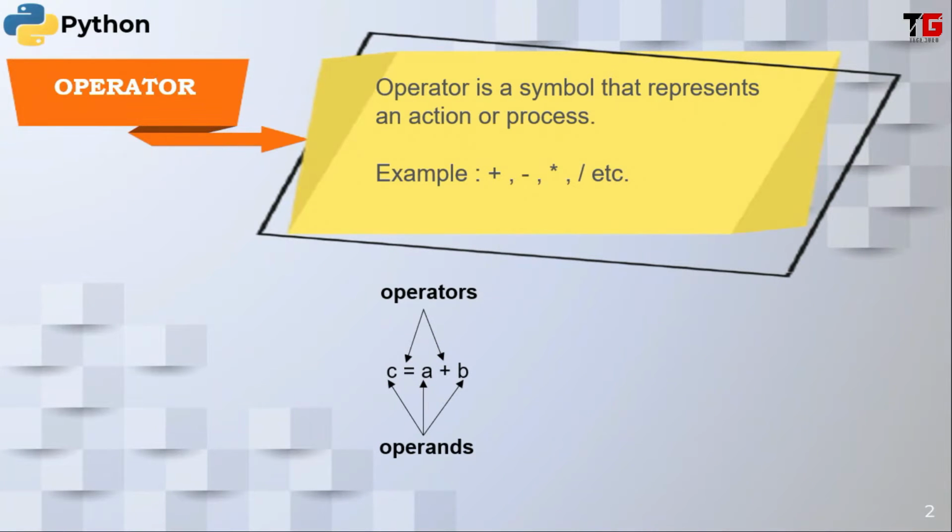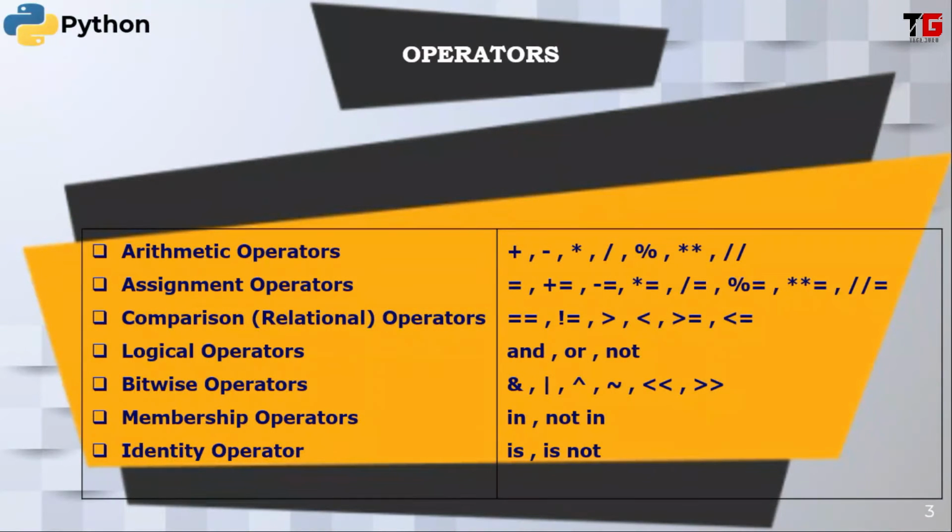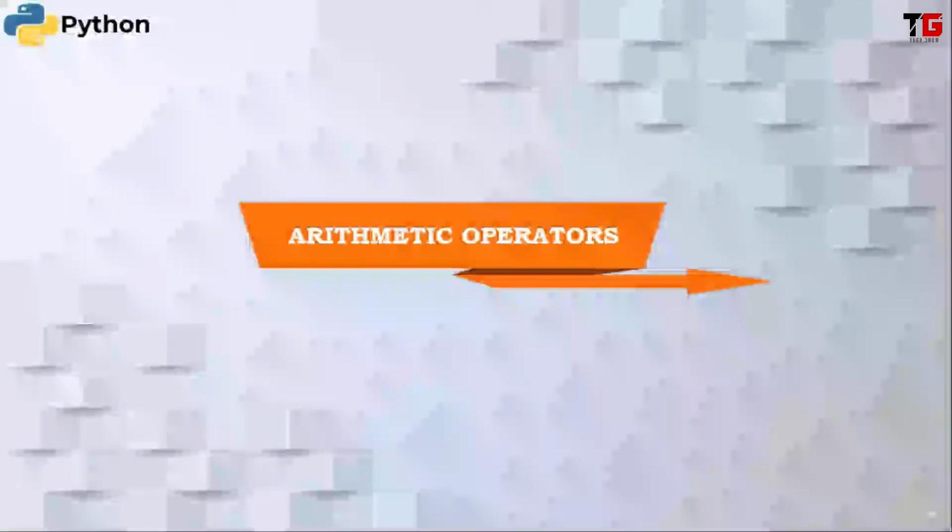Now let's see the types of operators that are available in Python. Friends, Python supports 7 types of operators: arithmetic operators, assignment operators, comparison or relational operators, logical operators, bitwise operators, membership operators and identity operators. Friends, today we are going to study all these operators one by one. This video will be a little bit lengthy because I am going to explain all these operators in detail. So let's start with the arithmetic operators.